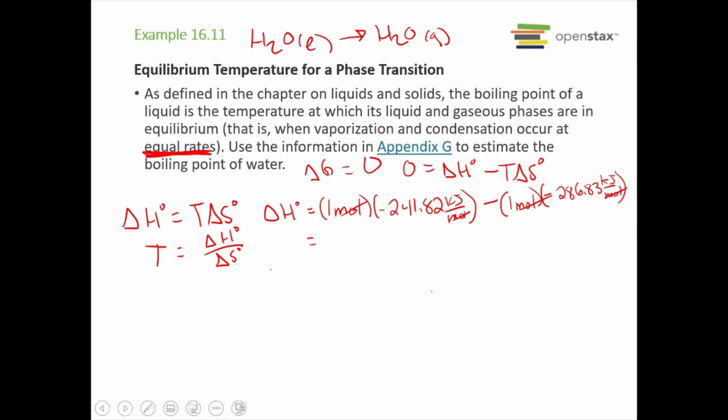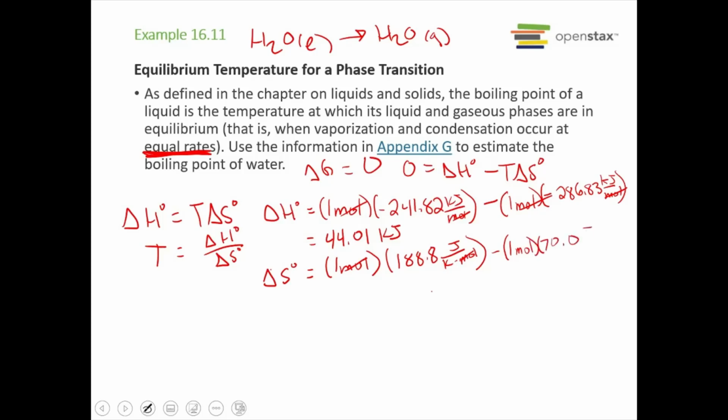And so then this gives us, see, my pen's being really funky. So this gives us 44.01 kilojoules for delta H. And then delta S, we have 1 mole times the entropy for gaseous water from our products, which is 188.8 joules per Kelvin per mole, minus reactants, 1 mole times 70.0 joules per Kelvin per mole. Boom, boom.